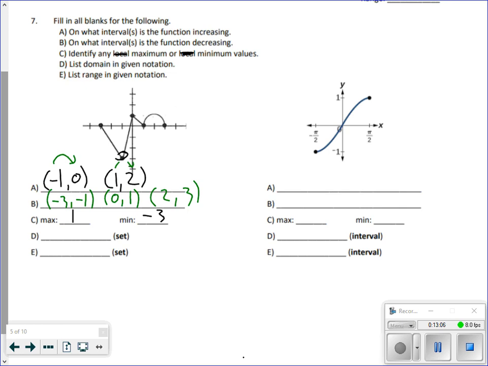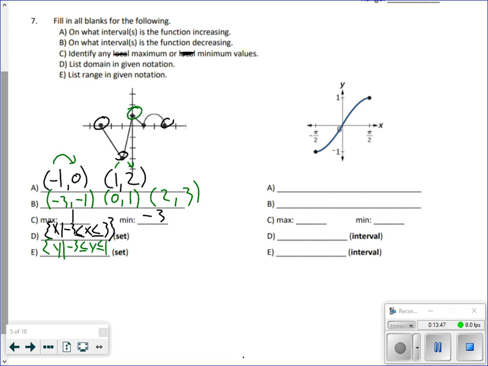For D, list the domain and give it in set notation. So we draw little brackets. The domain is x, so we put x such that our smallest x value, this -3 right there, is less than or equal to x, which is less than or equal to this x value right there, 3. All right. And then for E, our y values, again in set notation, so do the fancy brackets, y such that our lowest y value of -3 is less than or equal to y, which is less than or equal to our biggest y value.